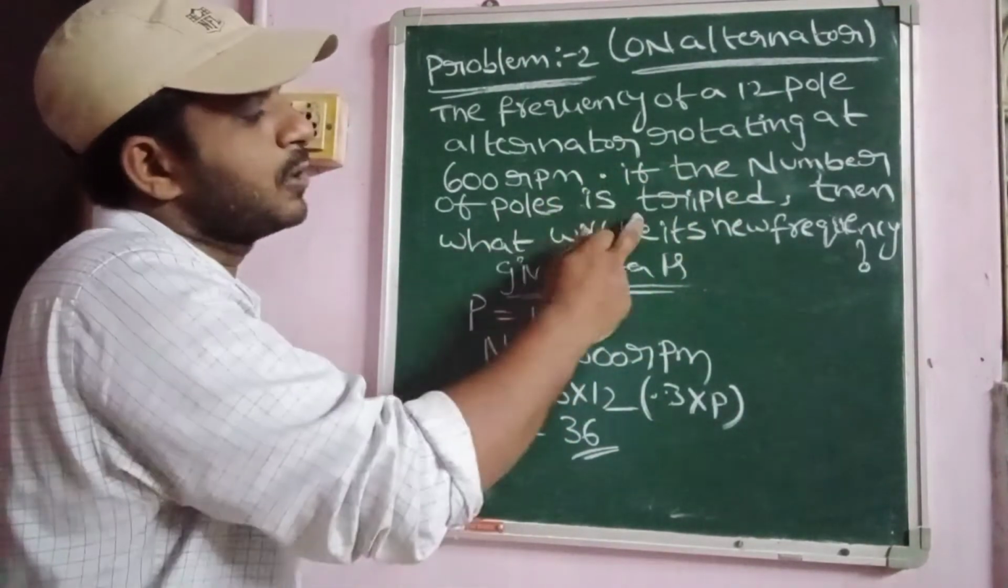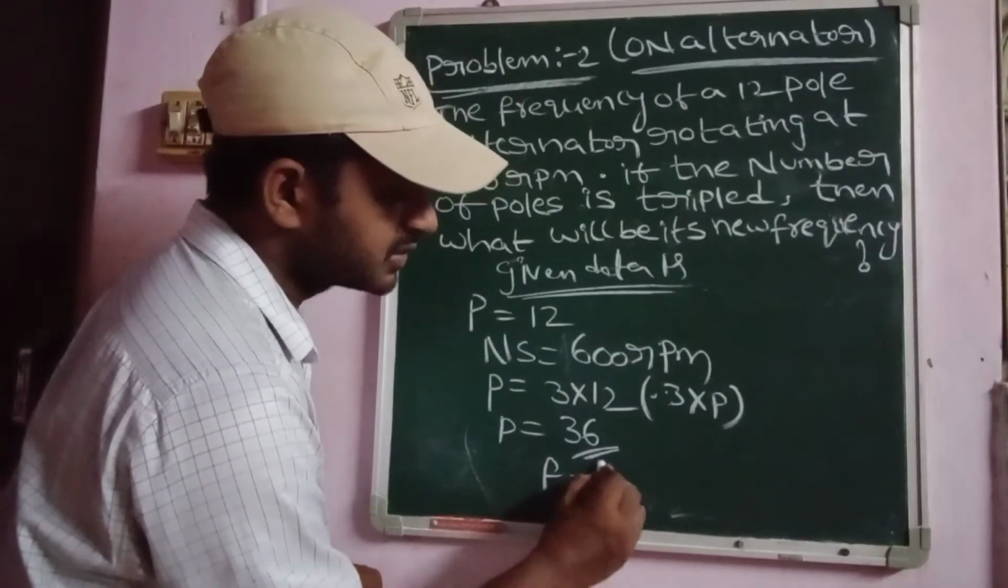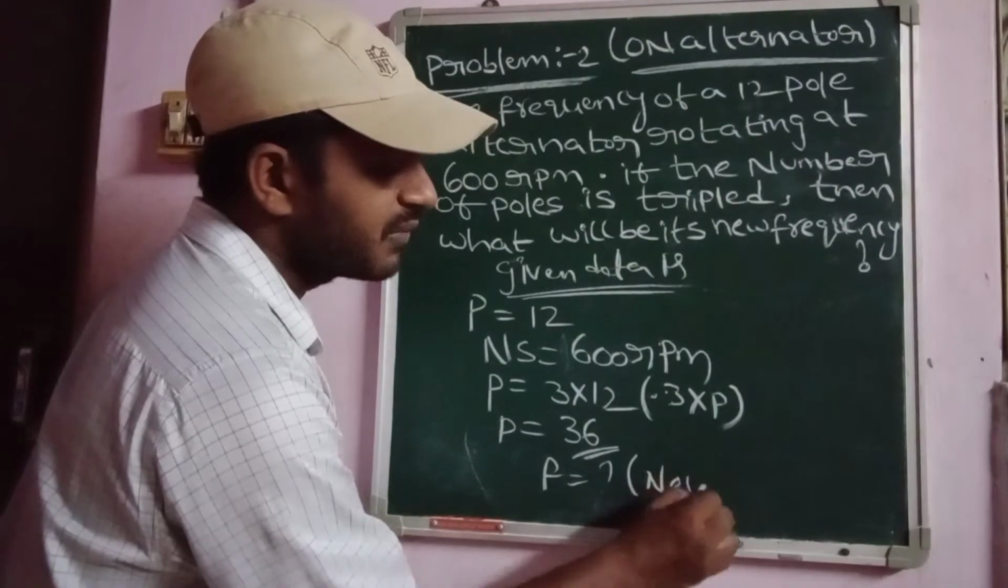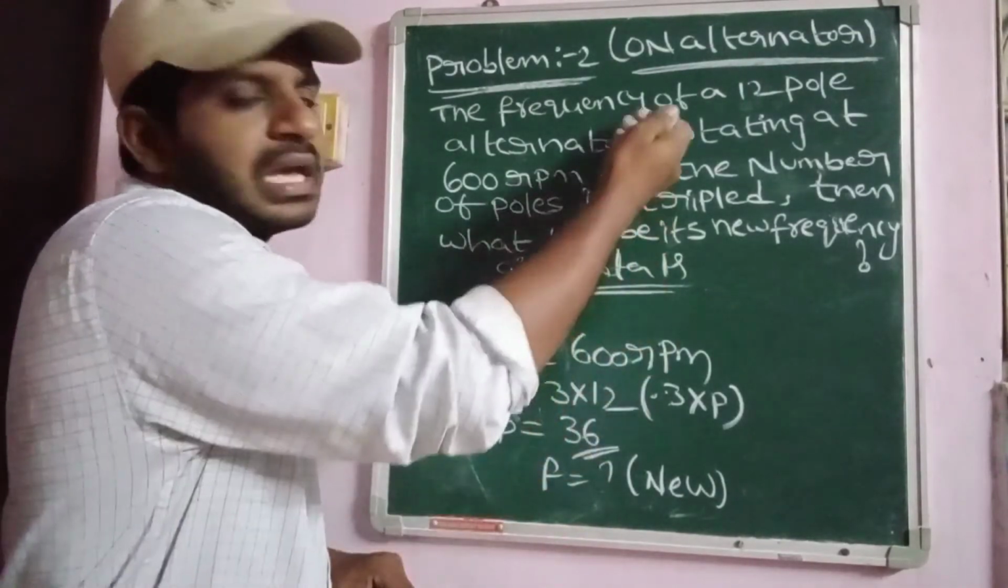ఓకే. If the number of poles is tripled, then what will be its new frequency? So frequency ఇక్కడ మనం ఫైండ్ అవుట్ చేయాలి. అది ఏంటి, మనం న్యూ ఫ్రీక్వెన్సీ ఫైండ్ అవుట్ చేయాలి. So this is the total data we are getting from the given question.